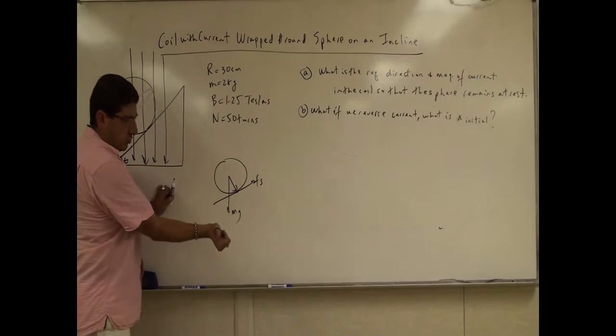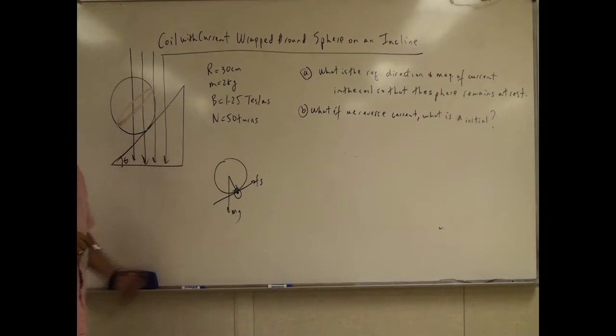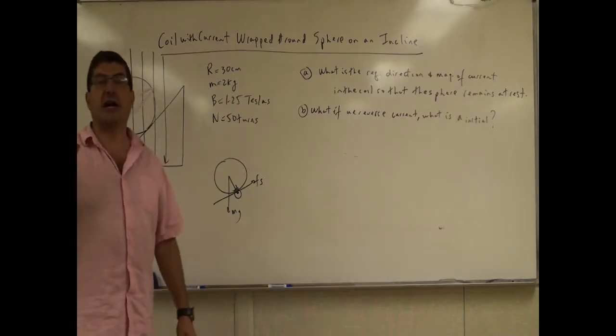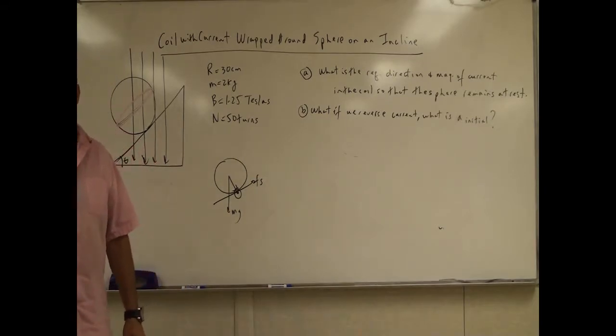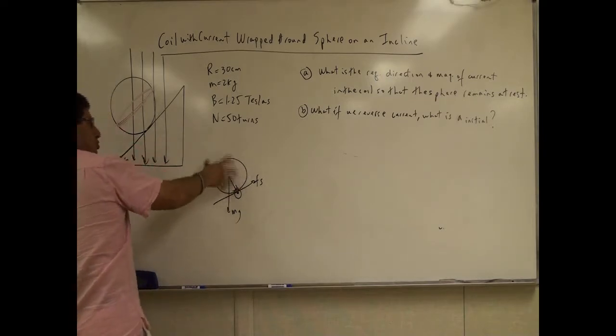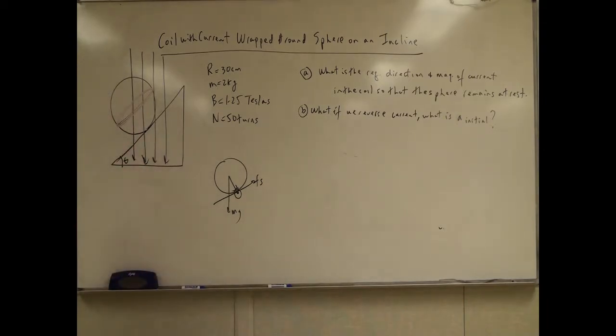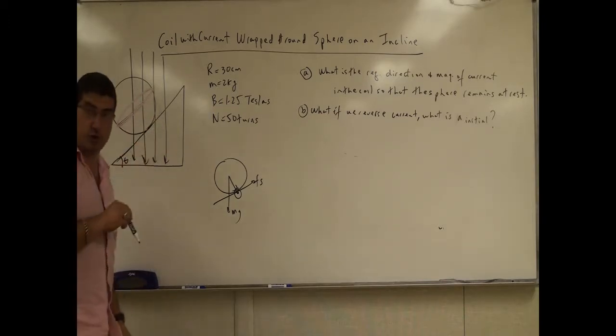R crossed into Fs is out of the board. So the torque due to the friction force is going to be out of the board, and it's going to cause the sphere to want to rotate counterclockwise. Usually out of the board torques cause an object to rotate counterclockwise, right? So the thing will want to roll down the hill. If we want this thing to remain stationary, the current in the wire should be such that the torque due to the magnetic field is into the board.